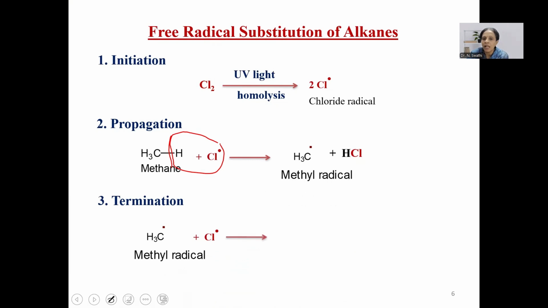Now the formed methyl radical will immediately associate with a chloride radical in a coupling reaction, and thus results in the formation of methyl chloride as a substitution product. For more details about this reaction, you can check my previous video, link is given in the description.